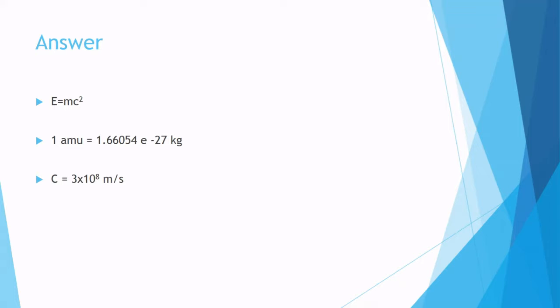Then take note that c is the speed of light, which is equal to 3 times 10 to the power of 8 meters per second. After plugging in the numbers to the formula, we see that 1 AMU is equal to around 1.49 times 10 to the negative 10 joules.